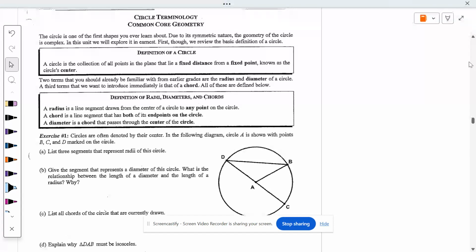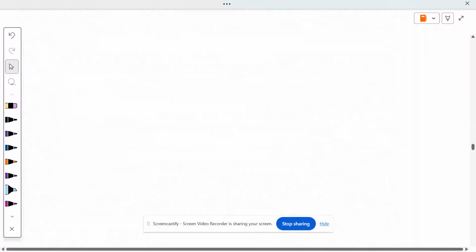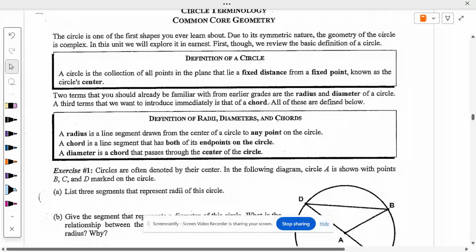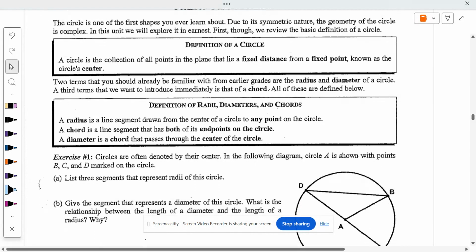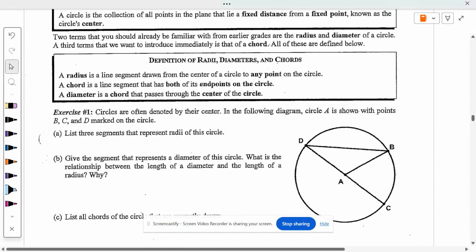Right, today's lesson is on circle terminology. Hopefully, you've already filled out your 2 journals, and so you have a pretty solid understanding of the pieces and parts of a circle. A circle is a collection of all points in the plane that lie a fixed distance from a fixed point, known as the circle's center.